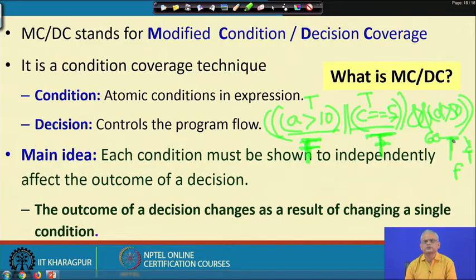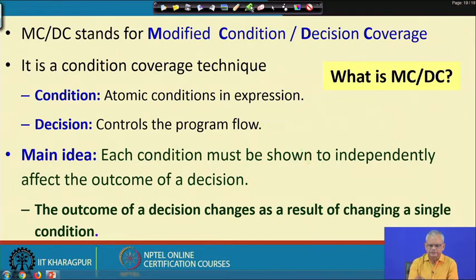then if we toggle the second sub expression to true and false, the decision outcome also toggles to true and false. We need to do that for every sub expression, so that it will independently affect the outcome of the decision. So, that is the main idea here in the MCDC testing.